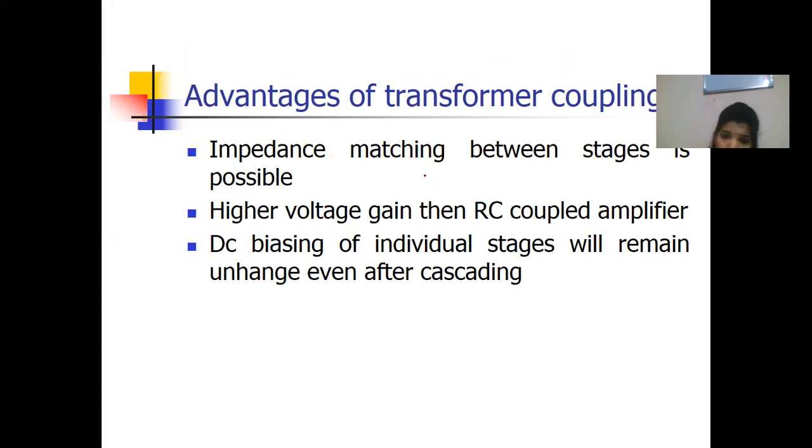There is no difference of impedance. It gives higher voltage gain than RC coupled, and that is the main point. The voltage gain we get from an RC coupled amplifier was less, but now we are getting higher voltage gain. And the next point: the DC biasing of individual stages will remain unchanged even after cascading.